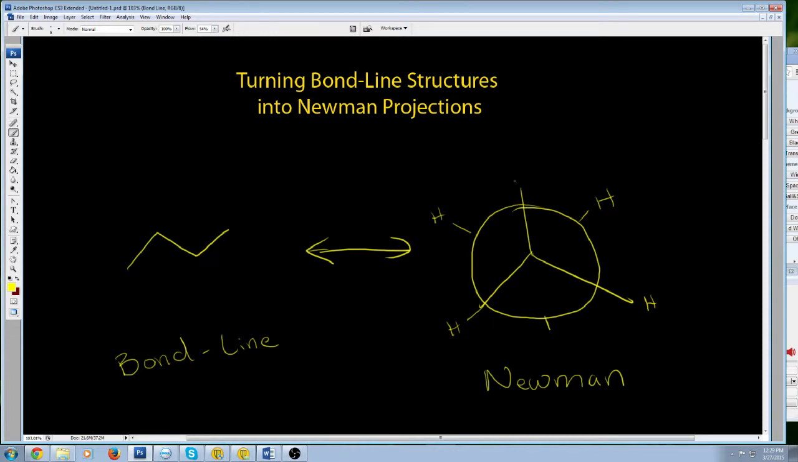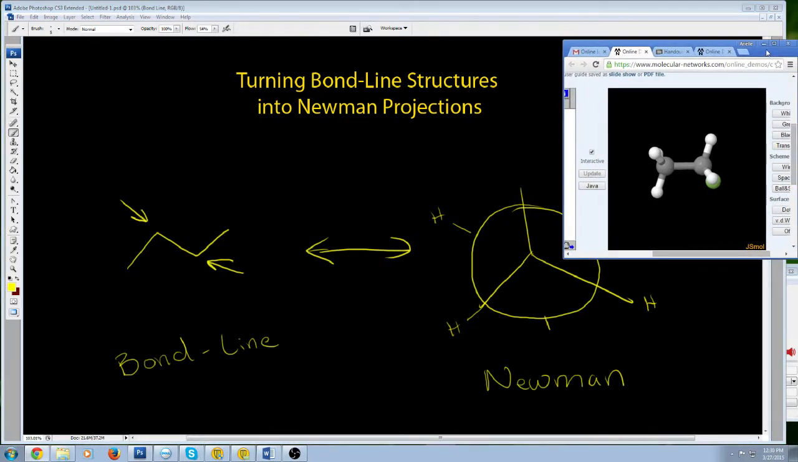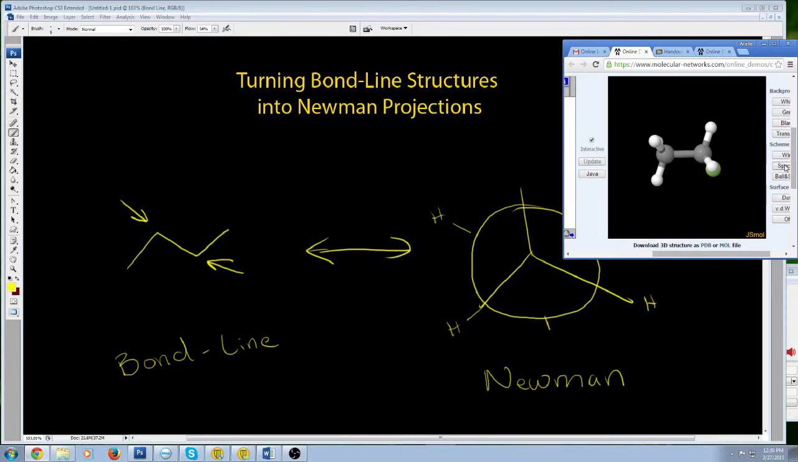Before I start going into examples and details, we're going to first talk about perspectives. By perspectives, I mean where the arrow is going. Because when you're going from bond line to Newman, you're always going to see an arrow going this way, or you're going to see it going this way. I'm going to bring up a 3D model that I found on a website. Don't worry, I'll put a link in the description so that you can do some practice work and reorient yourself around the atom.